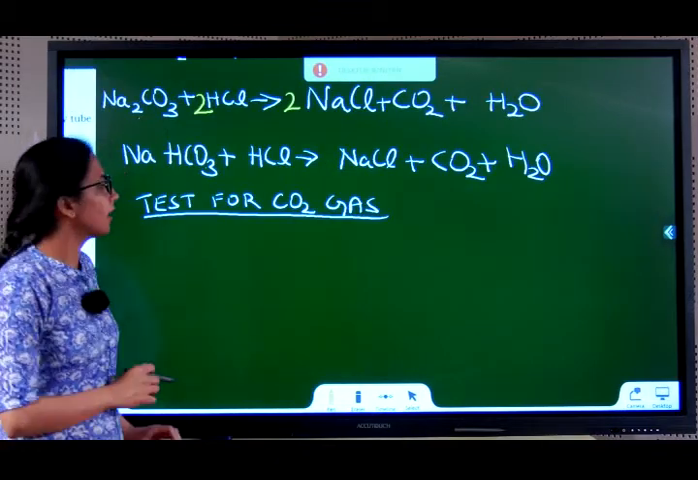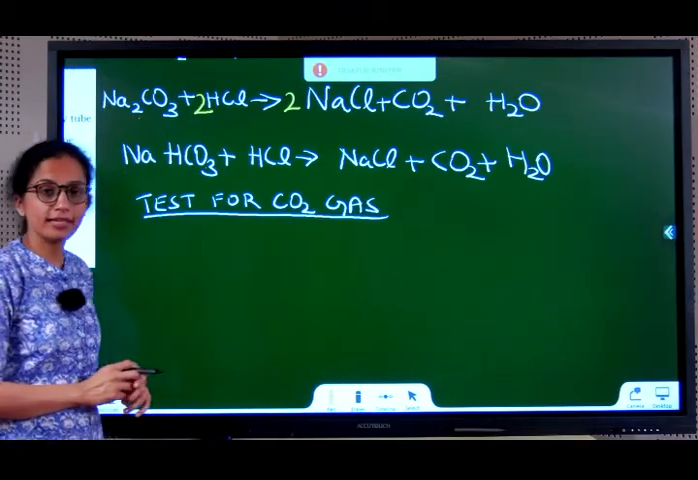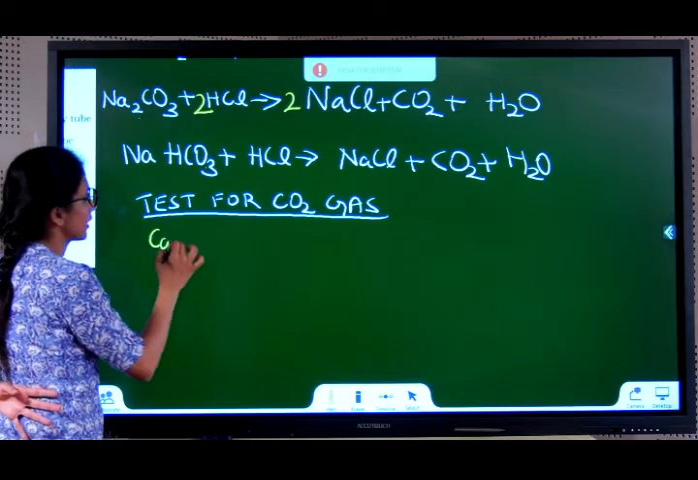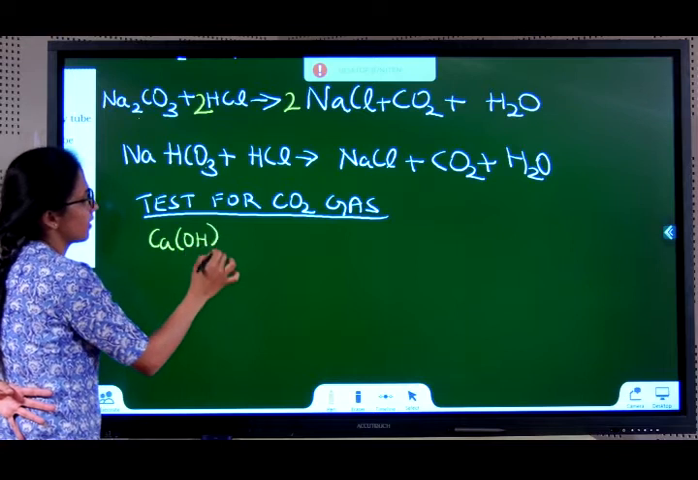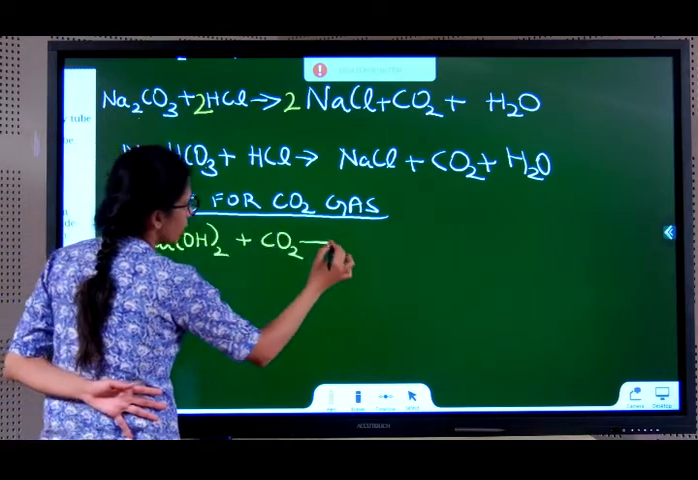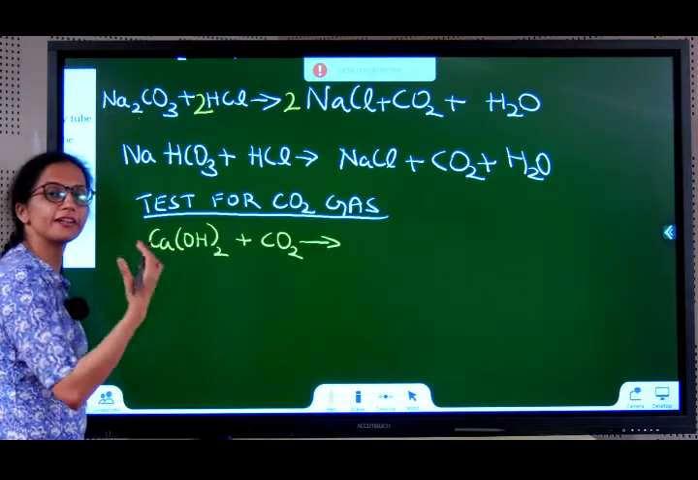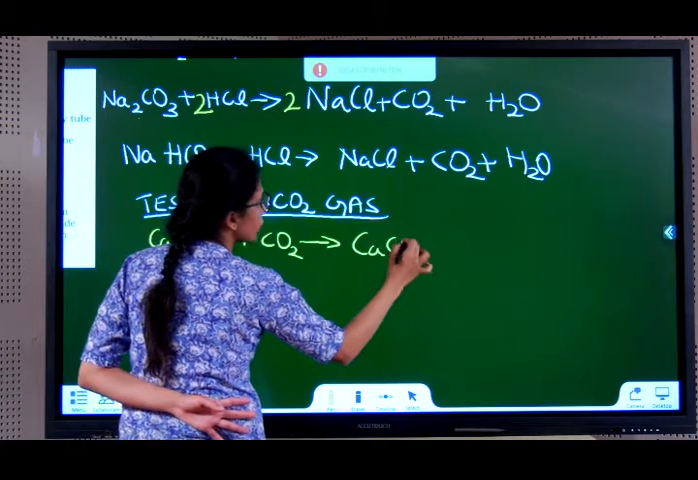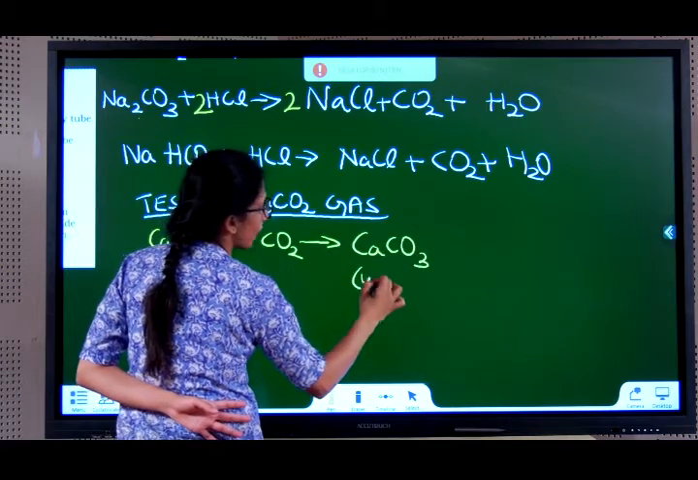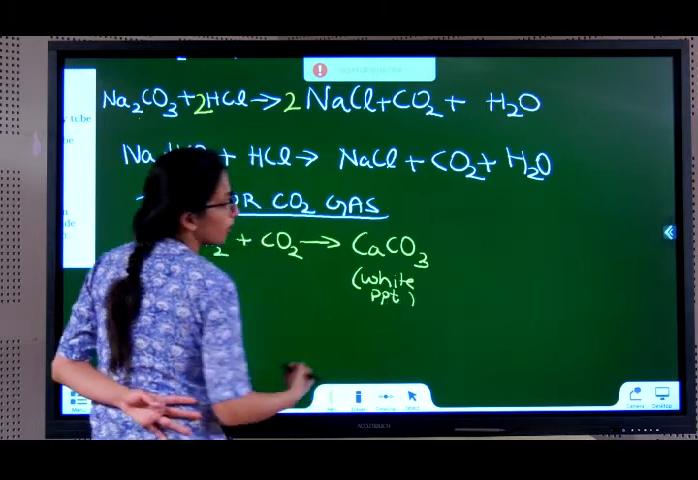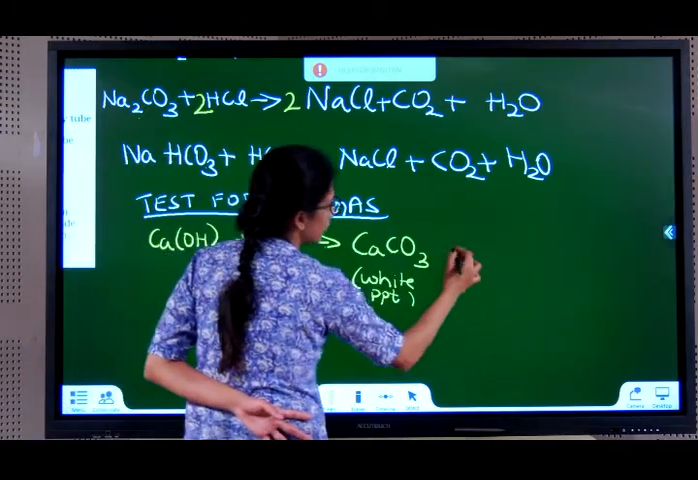Now in detail, how do we test for CO2 gas? Pass the gas through calcium hydroxide solution. Calcium hydroxide, you are passing CO2. You will find that the solution turns milky. Why? Due to the formation of calcium carbonate. This is a white precipitate, along with water.